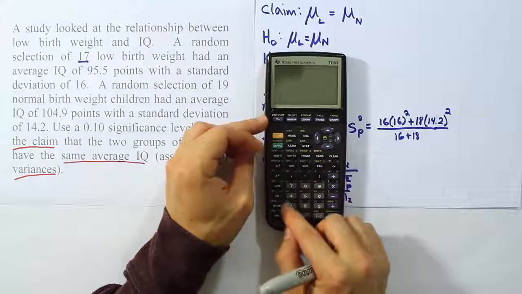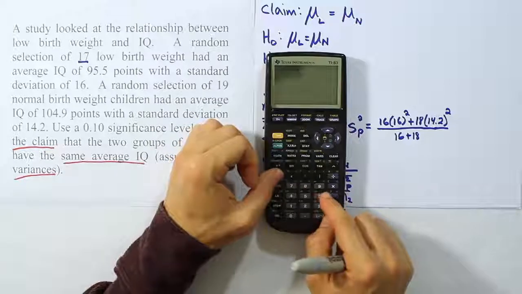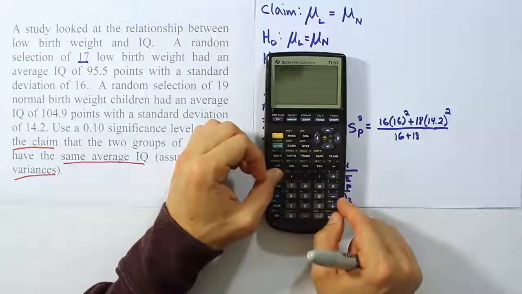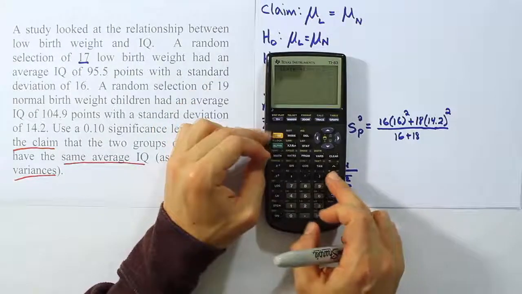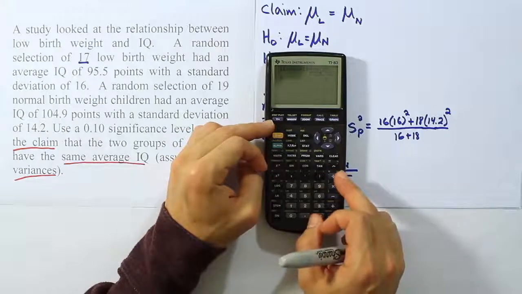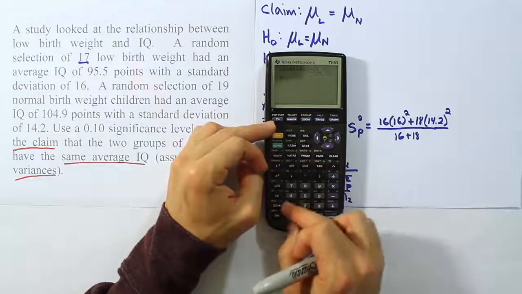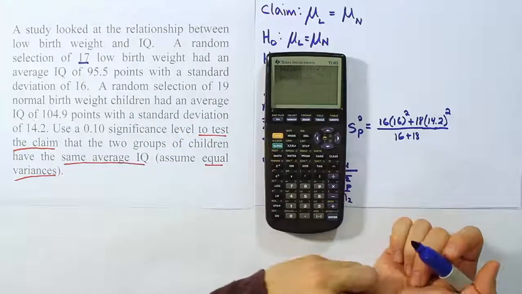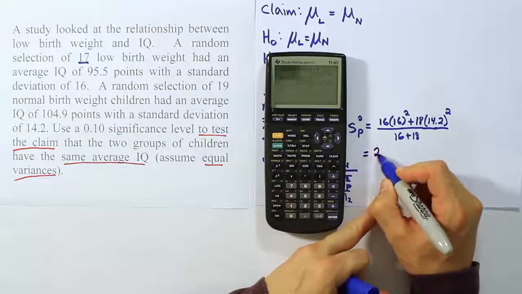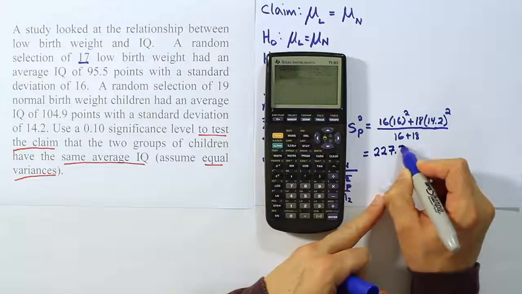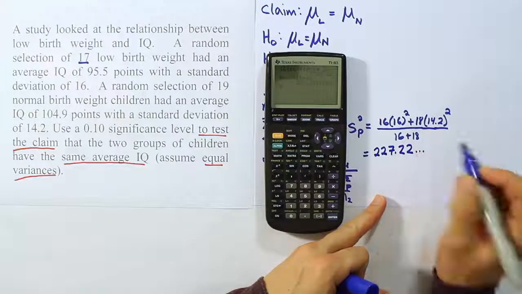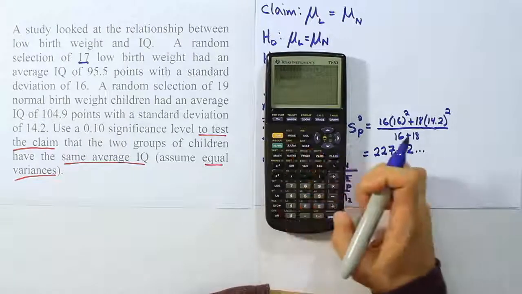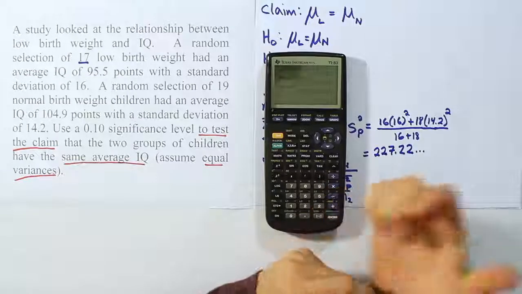Okay, so what we're going to have is 16 times 16 squared plus 18 times 14.2 squared. And when we're done, we're going to divide that answer, which is 7,725.52, by the sum 16 plus 18. And when we're finished, we get the answer 227.22. Now that goes on and on after that, so I'm just going to put ... on the paper, but I'm actually going to store that value in my calculator for now as a variable, and we'll come back and use that in the formula next.